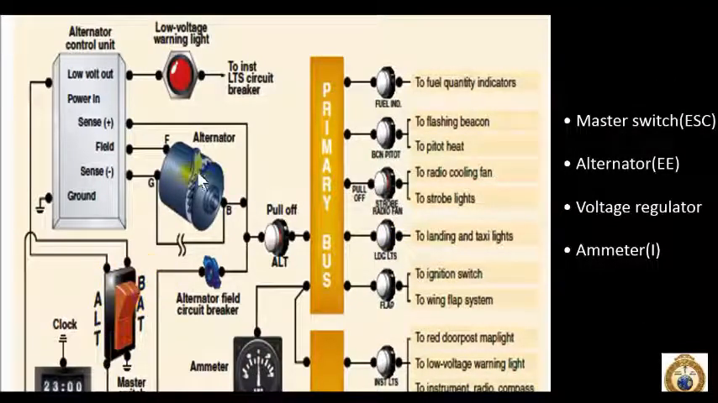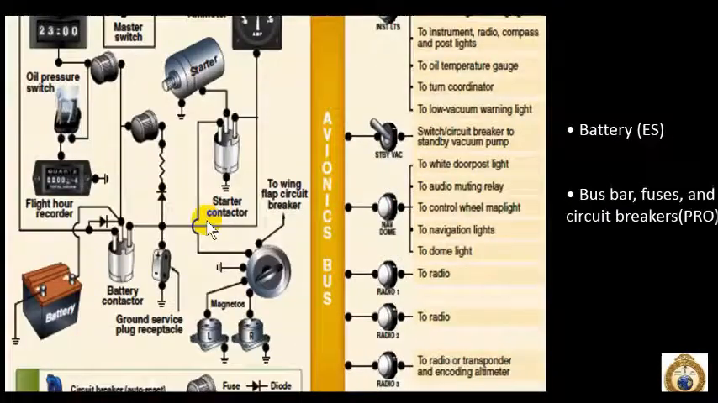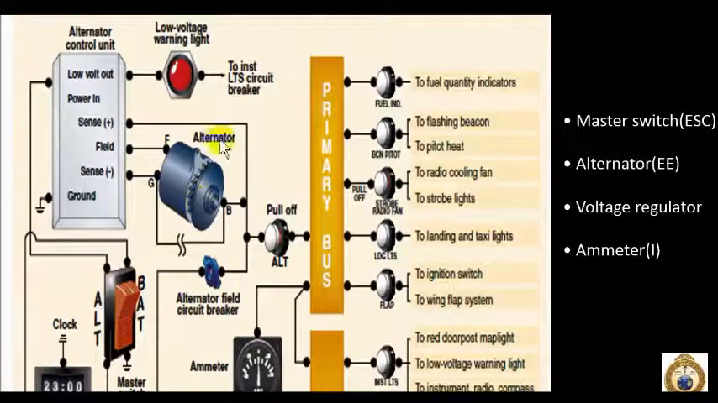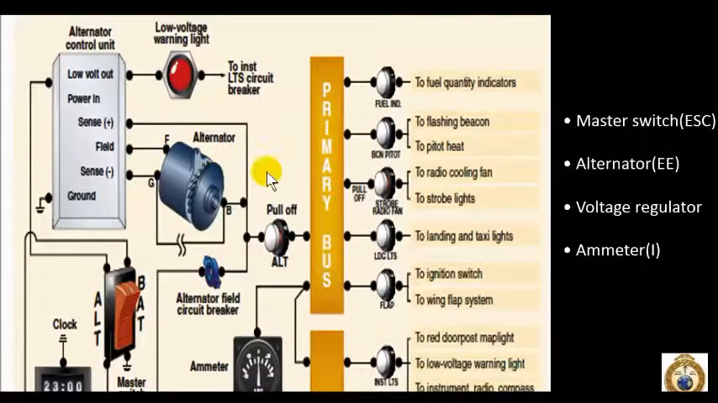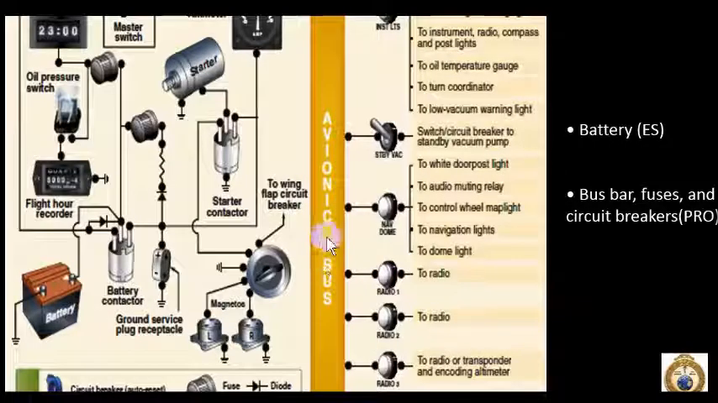I showed you your master switch. Here's the alternator. The master switch is definitely needed during the starting sequence. The battery is used to start the engine. Here's a starter, and it's connected to the battery. But after engine start, the alternator provides the electrical energy that's needed in the system. We talked about the battery, and then we talked about the bus bar. The bus bar is the connection between the system components and the appliances, the radios, transmitter, encoding altimeter, nav light.